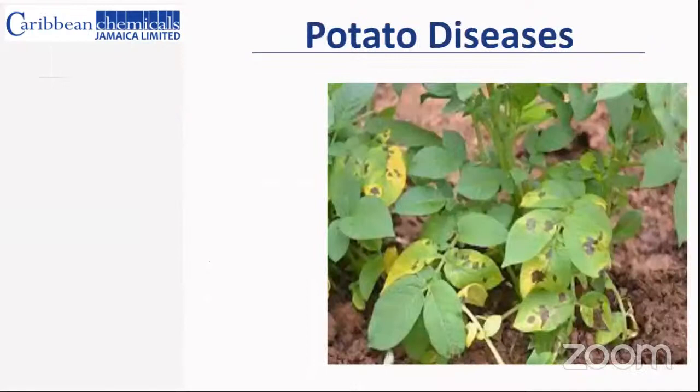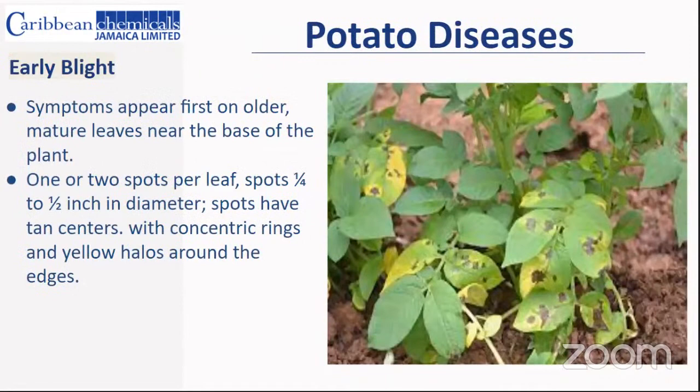Now, early blight. Typically, early blight is the second disease that you'd encounter later in the crop life. Late blight typically occurs earlier, in the first, say, 6 weeks. Early blight occurs in the latter stages, after, say, week 5 or 6 onwards to the end of your crop. Typically, the symptoms appear in the older, more mature leaves near the base of the plant, similar to how late blight occurs.